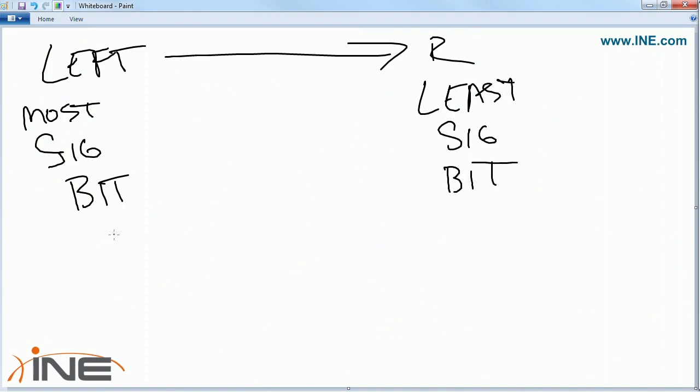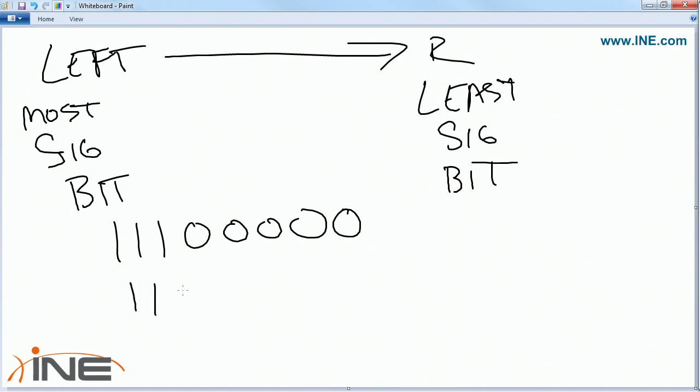So the subnet mask would always be like 111 0 0 0 0 0. You can't have a subnet mask that says like 111 1 0 1 0 0 0. It always has to be sequential with the bit values.